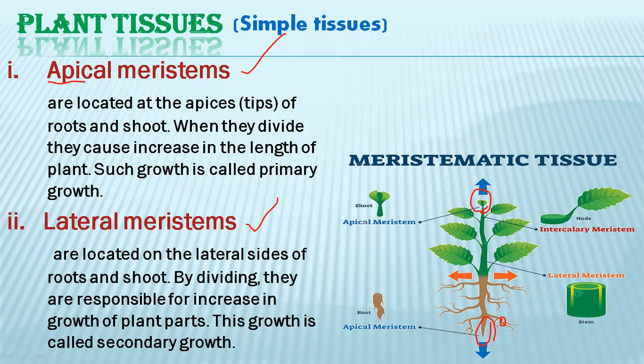The main function of apical meristems, like this one present in the shoot and this one in the root, is to increase the length of the plant vertically, upward in the shoot system and downward in the root system. So you can see very long and tall trees continuously growing in length, and their roots are also so big and long in search of water. So apical meristems or apical cells are present over there.